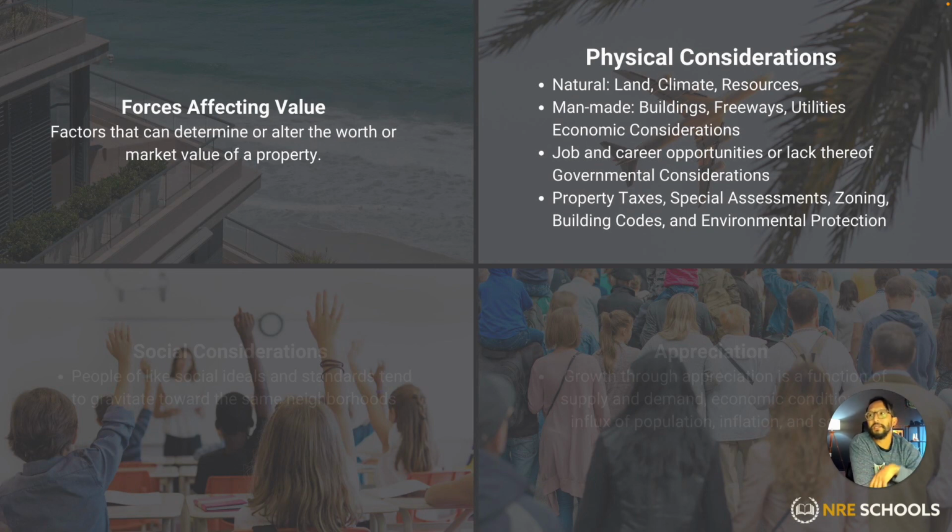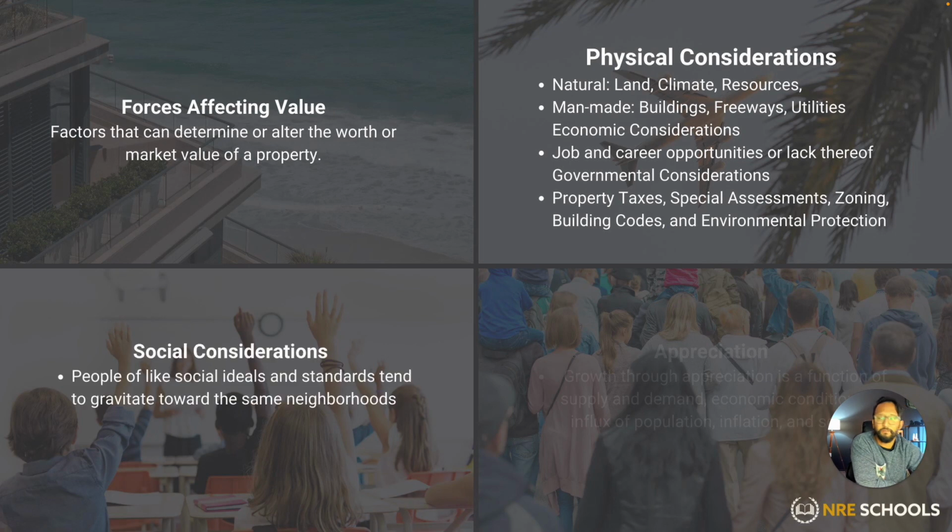Man-made structures: buildings, freeways, utilities. These considerations, you got a freeway behind you, that's going to devalue your property. You're on a busy street, that's going to devalue your property. You got power lines behind you, not everyone's going to love that. That could devalue your property. Jobs, taxes play a huge factor. Zoning. These are all things that could affect the property's value.